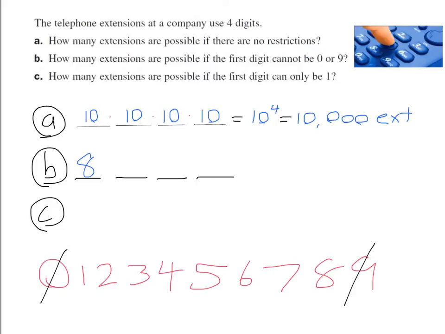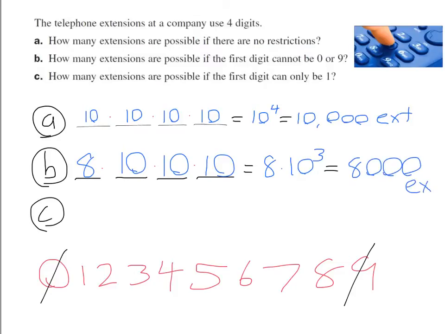But then it says only the first digit cannot be 0 or 9, which means the other 3 digits can be 0 or 9, or heck, any of the other digits as well. In other words, back to having no restrictions. So we take 8 times 10 times 10 times 10, and we figure out that this is nothing more than 8 times 10 to the third power, and if you do the math, you'll see that that's 8 times 1,000, and so you're talking about 8,000 different extensions you can have. And that's part B.